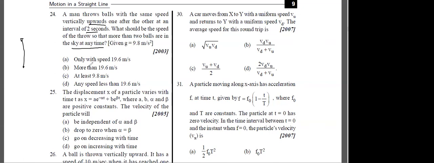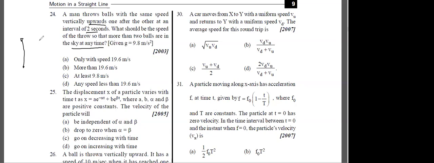Sorry guys. So I was saying this. According to this problem, you should have two balls in the sky at the same time. Yes or no? That is the problem now. So what should be the speed?